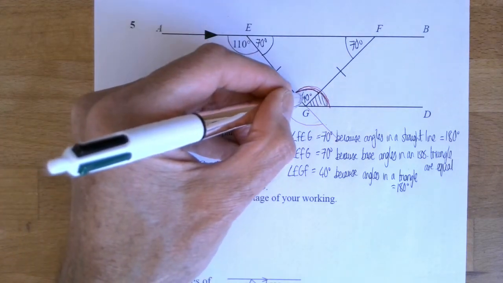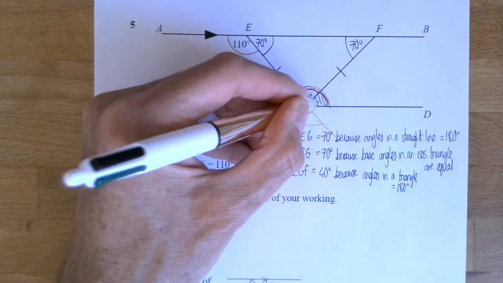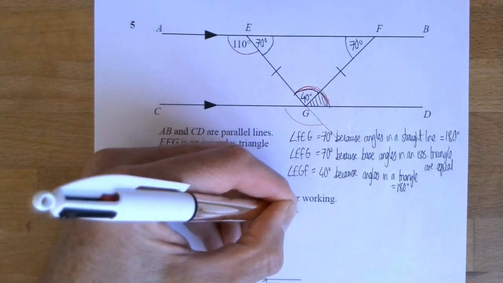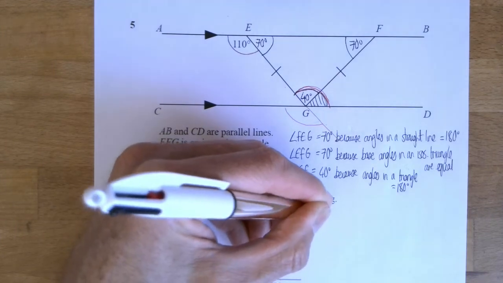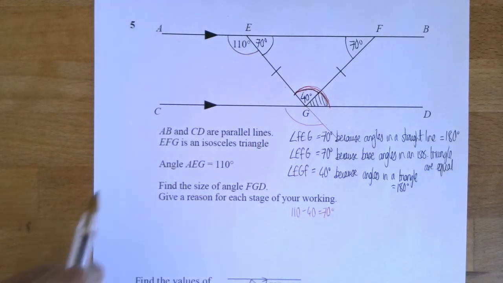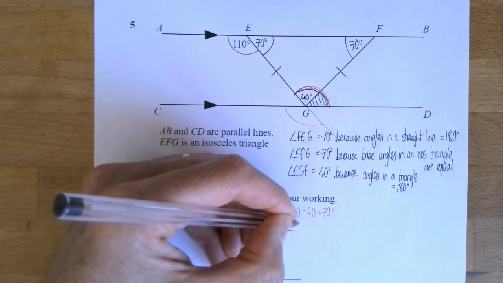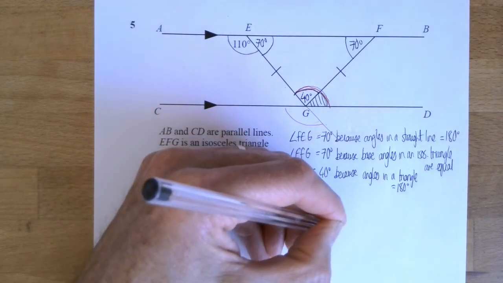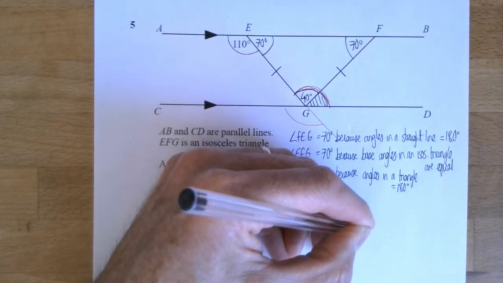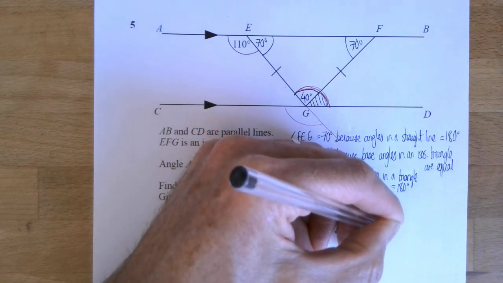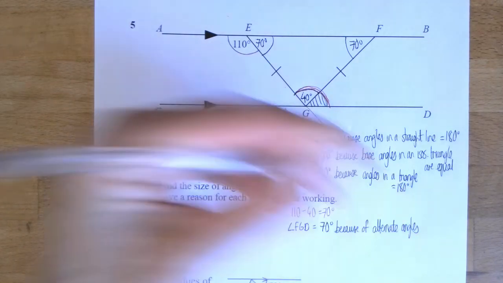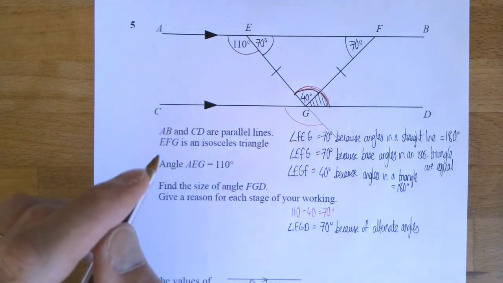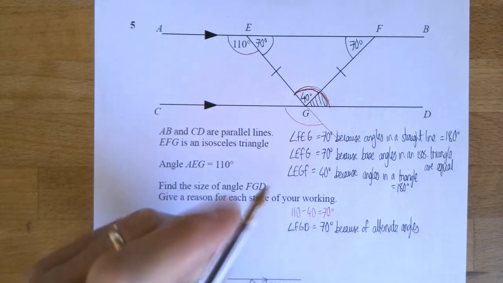Now if that bit's 40, the bit I'm after is going to be 110 take away 40. So I'm going to write at that point a little sum. 110 take away 40 equals 70 degrees. And so the angle I'm after, angle FGD, equals 70 degrees because of alternate angles. So I've done a little sum to show that I understand that those two have to add up to 110, and I know that I therefore can work out the missing angle.